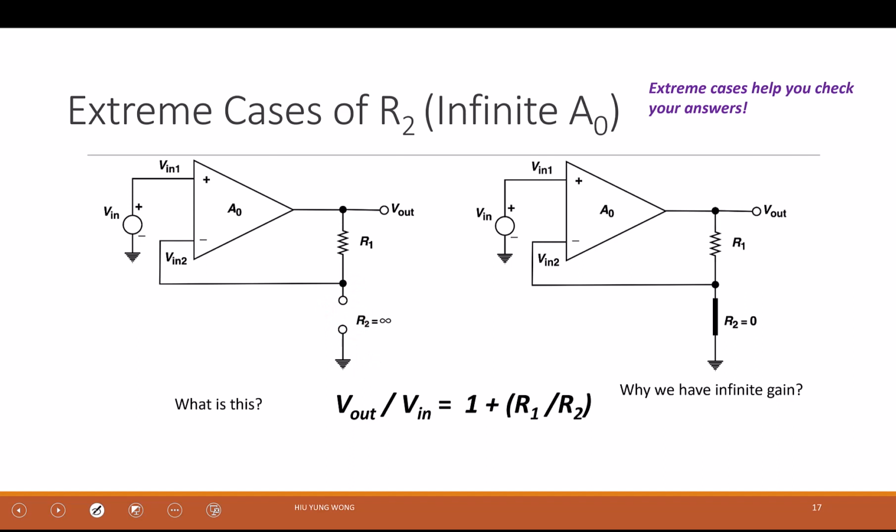Let's look at this equation. When R2 becomes infinity, V out divided by V in equals 1 plus R1 divided by R2. When R2 becomes infinity, what is this? 1, right? Does that make sense? Now you look at this circuit. When R2 becomes infinity, this is open. Have you seen this circuit before? What is that? Unity gain buffer. But isn't it that a unity gain buffer does not have R1? So it's just like any resistance.